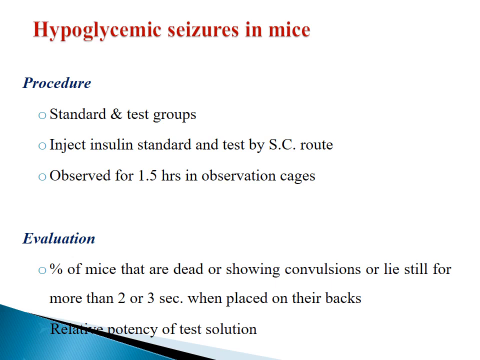Here in the experimental design, the mice are selected. They are divided into two groups, standard and test group. Standard insulin and test compound are given by subcutaneous route to both the groups. Then the mice are observed for 1.5 hours in observation cages. Evaluation parameters include recording the number of mice that are dead, or those that show convulsions or lie still for more than 2 to 3 seconds when placed on their backs. The percent of such mice is calculated and the relative potency of the test solution is found out.